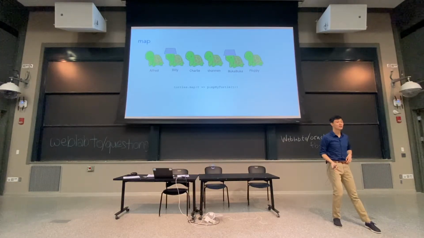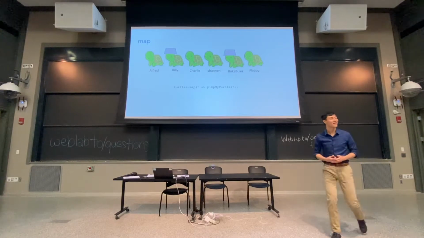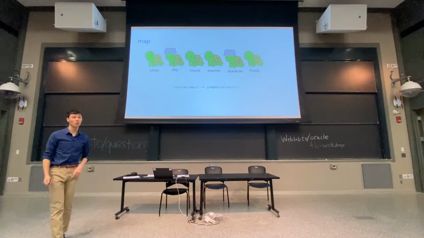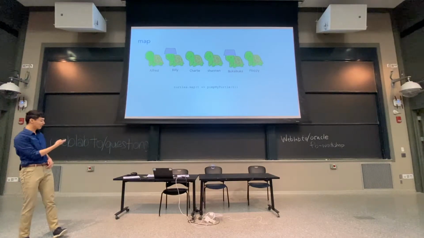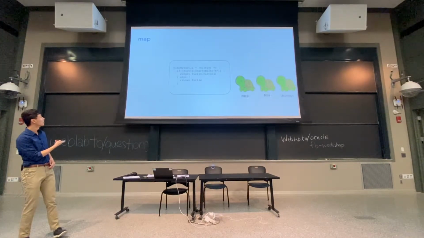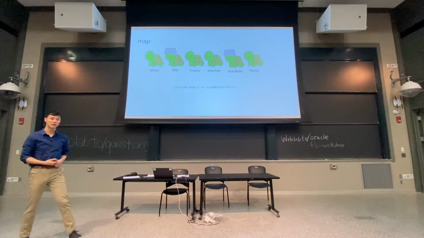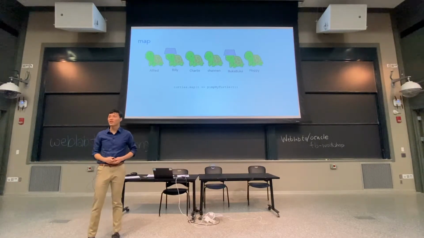Other questions? Yeah? Does map run in order, or does it just all go at once? It goes in order. So the order in which we got our turtles was this. Booga Booga happened second to last, and at the end, Booga Booga is still second to last. So the order will be retained. Good question. Any other questions?